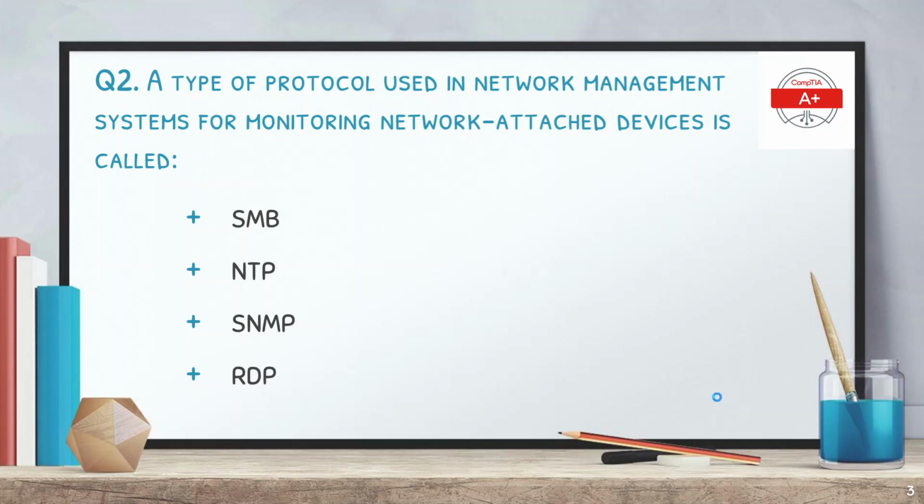The next question is that a type of protocol used in network management system for monitoring network attached devices is called, the options are SMB, NTP, SNMP, and RDP. So again, in most of these questions, if you know the abbreviation of these terms, then you already know the answer. So in that case, our answer is SNMP, and SNMP stands for Simple Network Management Protocol. So it is the protocol that is used for the management of network devices.